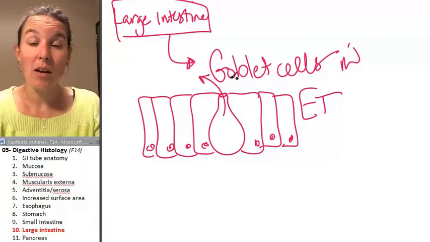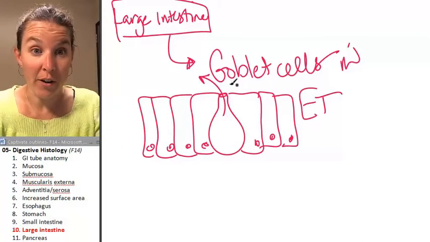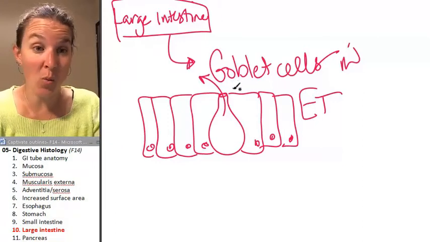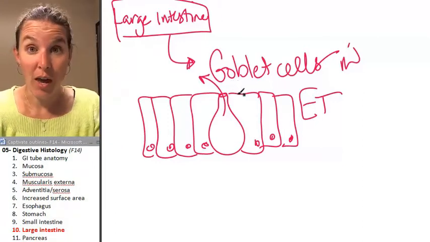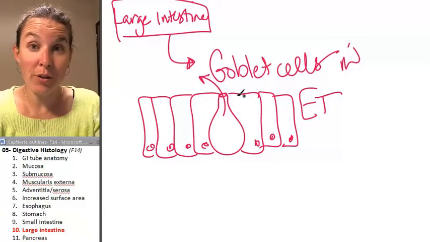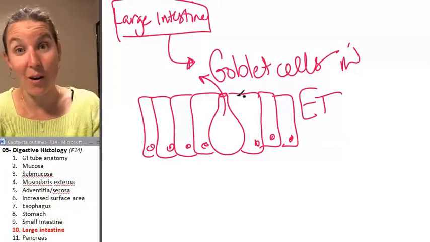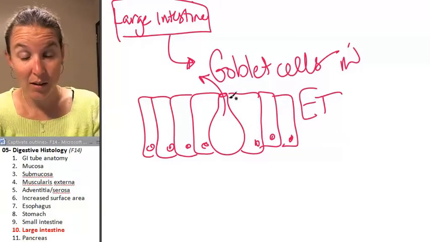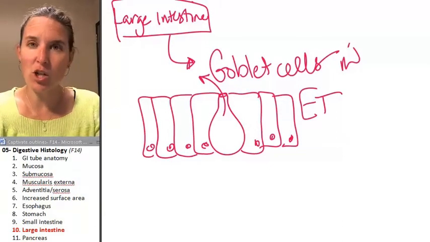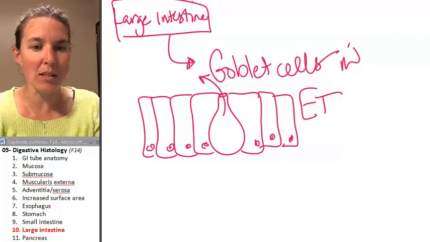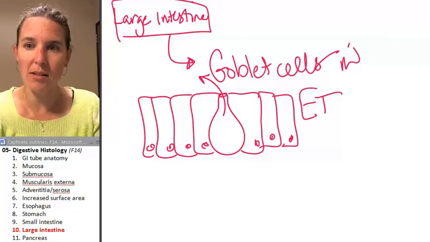Mucus. You are absorbing water in the large intestine. You're sucking the water out of your feces. And if you do not want your feces to get stuck in there, you better make some mucus so it gets a little slippery so you can get it out. Right? Makes complete functional sense why we would see such a structure in the large intestine.